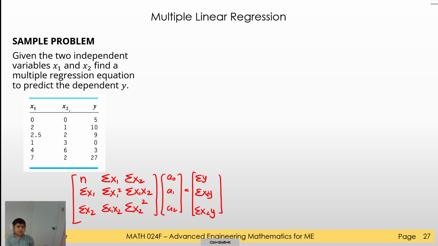So we want to tabulate this so that we can solve for this. So what is the n here? So we have 1, 2, 3, 4, 5, 6. We have 6 data points, so n is equal to 6. So we have this already figured out. So the summation of x1 here, we have the computation already.